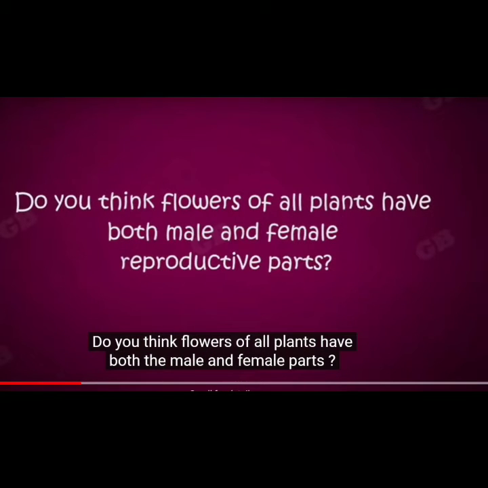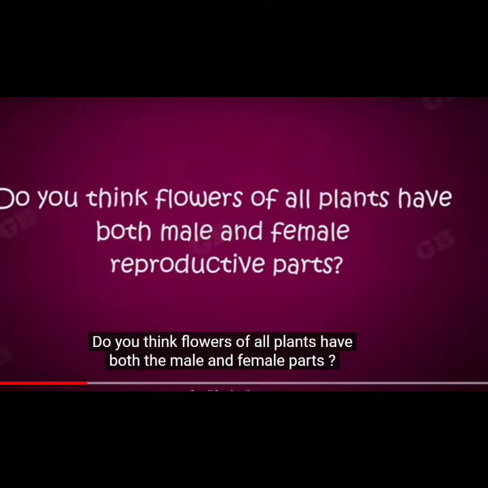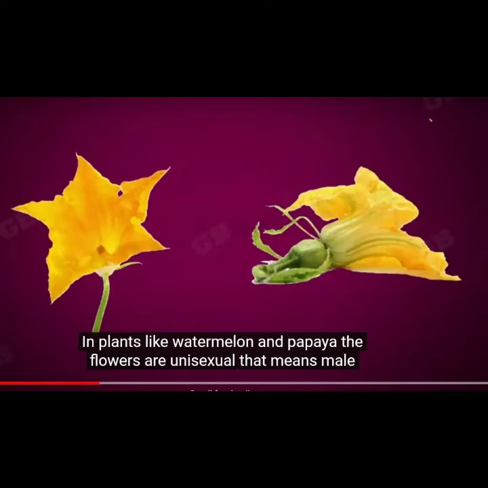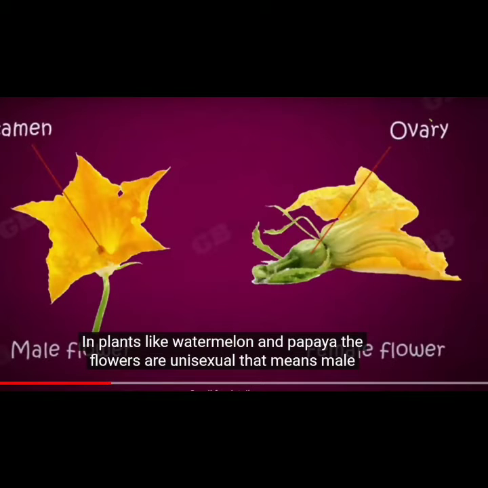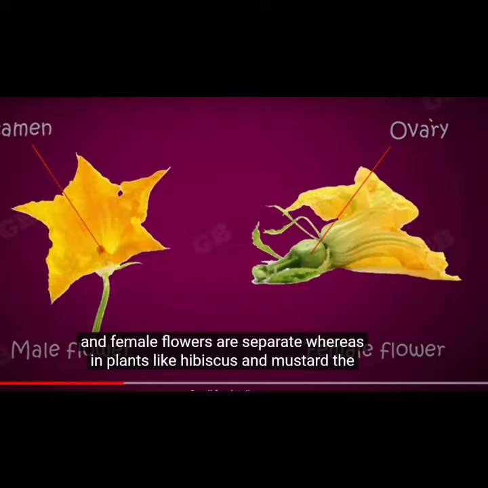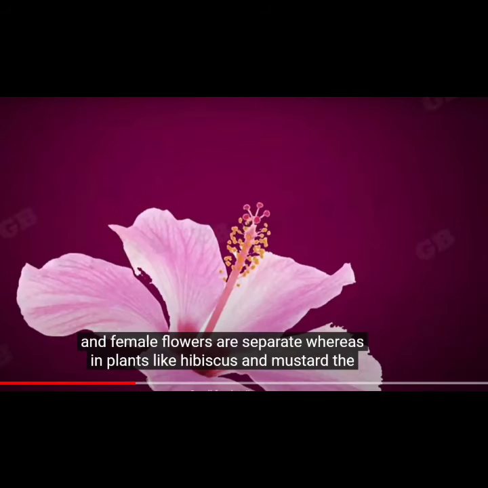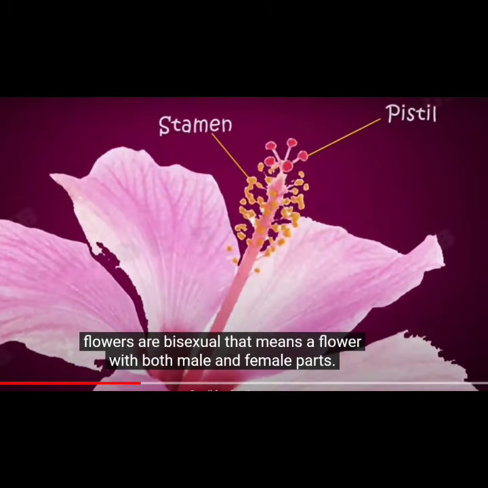Do you think flowers of all plants have both the male and female parts? No. In plants like watermelon and papaya, the flowers are unisexual. That means male and female flowers are separate. Whereas in plants like hibiscus and mustard, the flowers are bisexual. That means a flower with both male and female parts.